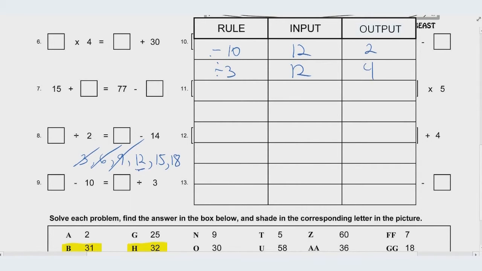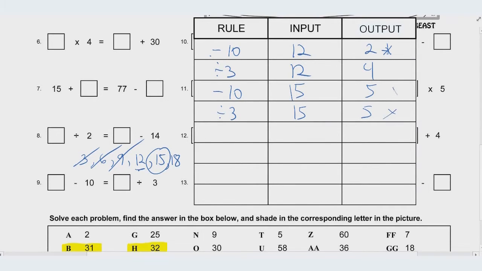Wow, really close, but we know the answer is too small because 12 minus 10 only gives us 2, which is too small of a number, so we know it must be bigger, but just by a little. So I would guess it would be 15. So I'm going to put 15 in my input. I'm going to minus 10. I'm going to divide by 3. 15 minus 10 is 5, and 15 divided by 3 is 5.